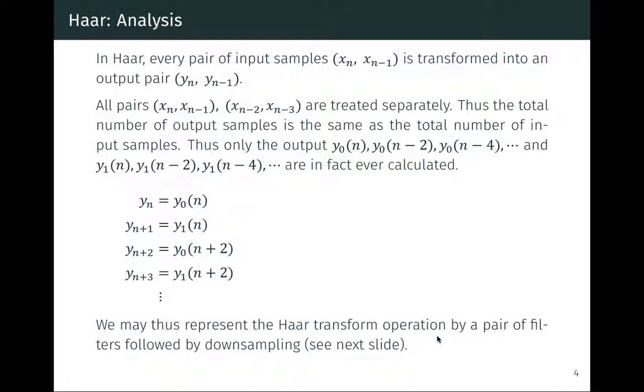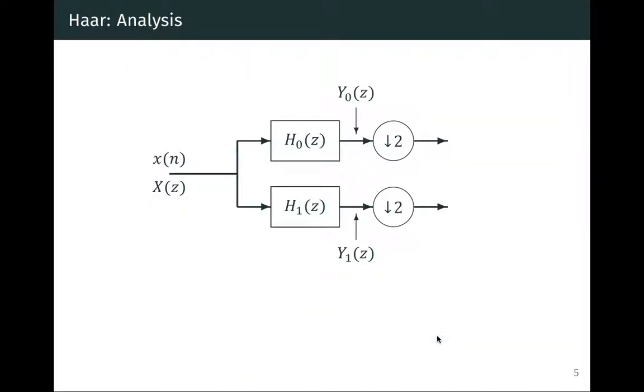Then we say, okay, well, to reorganize these samples and to make it work, there's some kind of downsampling operation, and that leads to this graph, okay? This is called the analysis part. So you have your input signal that is split. We apply two different filters, so one is a low pass and one is a high pass, and then you apply downsampling on both of these outputs, okay?